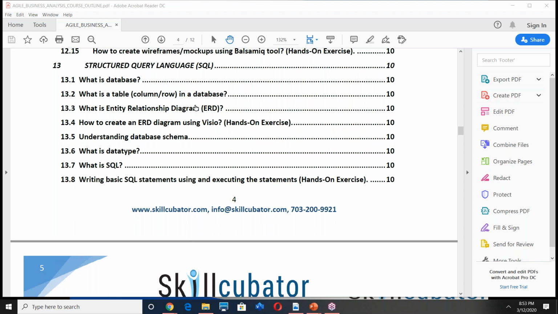What are the tables within a database? What is an ER diagram, which is entity relationship diagram? How to create one, and then understand the database schema, how the tables are related with each other, their cardinality, modality, what type of data should be stored, the data types, right? You might have seen when you're filling out a form, there might be different types of data on a form. There can be a date picker, right?